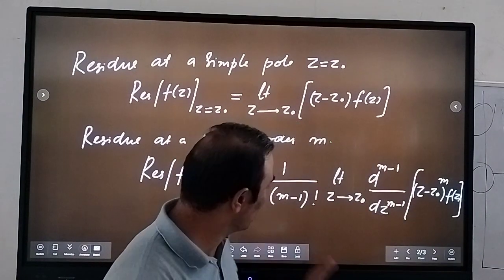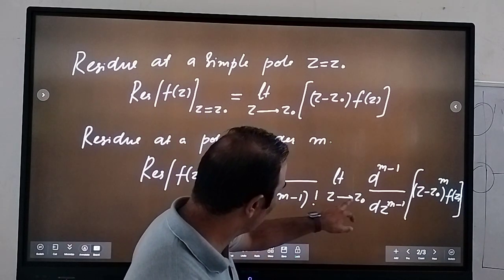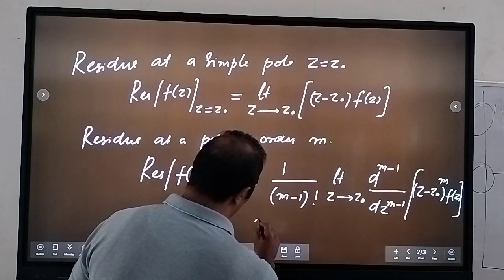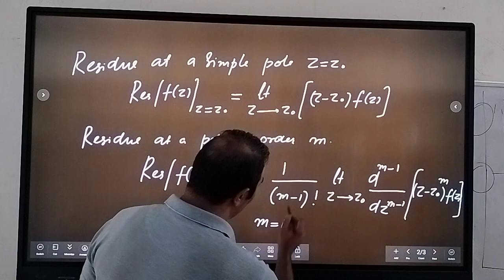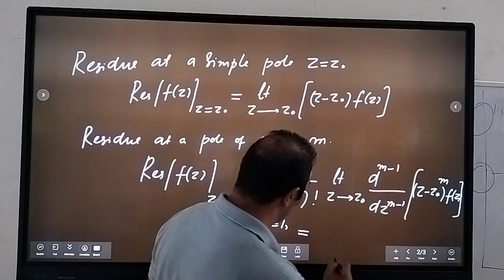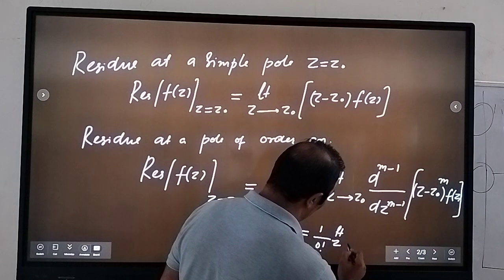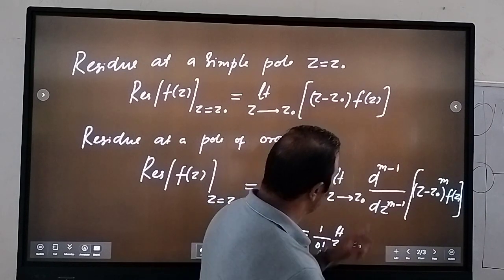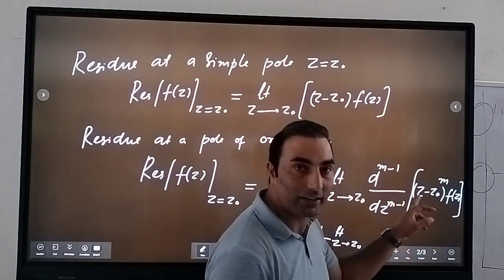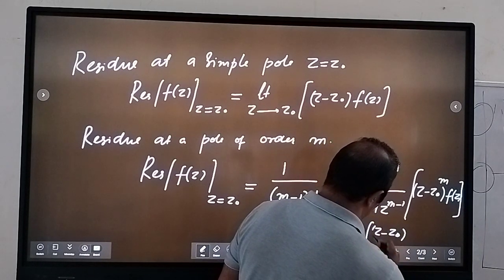तो अगर हम ये याद रख सकते हैं कि residue at z equals z naught for pole of order m, that is 1 by m minus 1 factorial, because अगर मैं यहाँ पे m का वैल्यू 1 लूंगा, तो ये टर्म क्या बन जाएगी? It is 1 divided by 1 minus 1 factorial, that's 1 by 0 factorial, which is 1. That is limit z tends to z naught, and what will be this term? d raised to power m minus 1, that's 1 minus 1, so that is d raised to power 0 by dz raised to power 0, right? So this will be 1, so inside will be z minus z naught, f of z, and m is equal to 1.